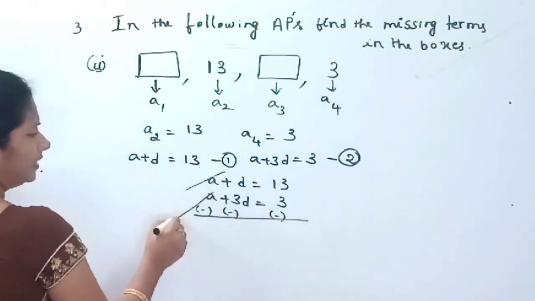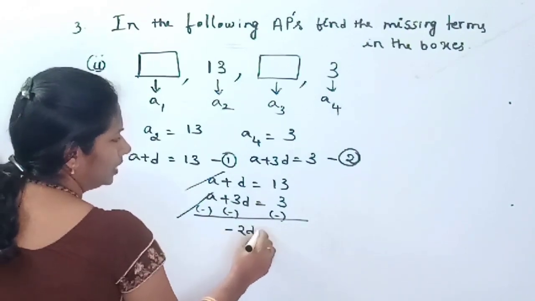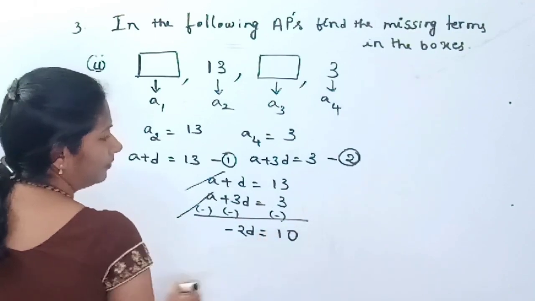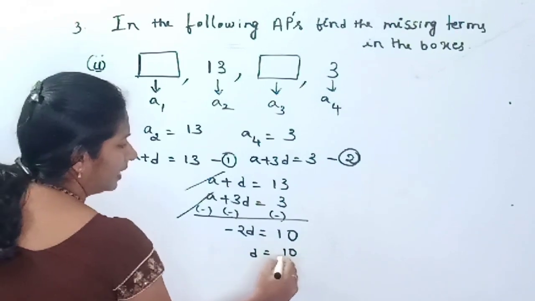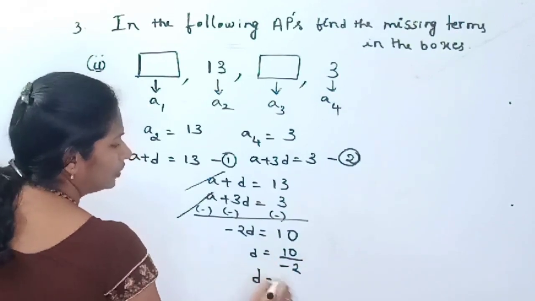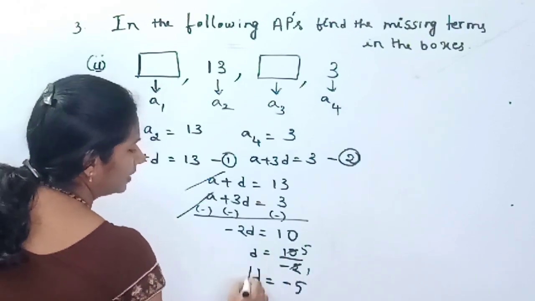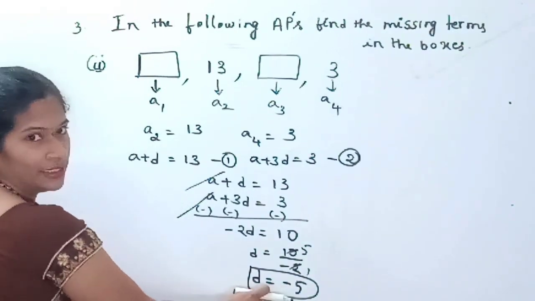Okay, so what happens? Just change the sign. Plus A minus A gets cancelled. Plus D minus 3D is minus 2D. 13 minus 3 is 10. Now D equal to 10 divided by minus 2. So the D value is, 2 fives are 10, so it is minus 5. So what is the common difference here? D equal to minus 5.